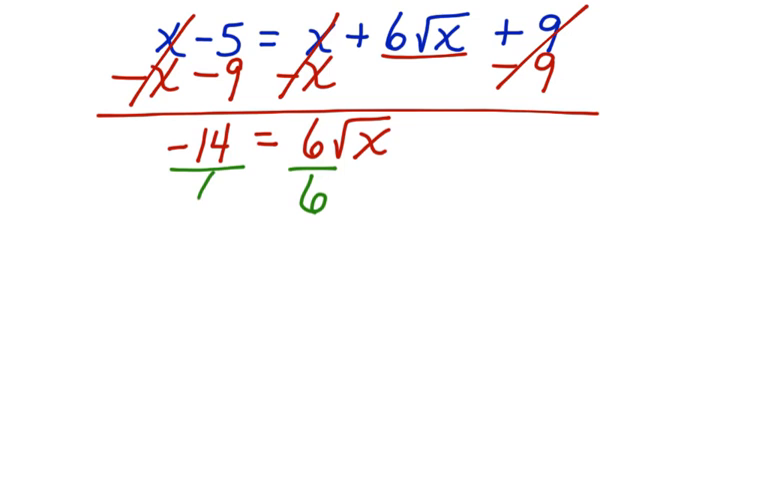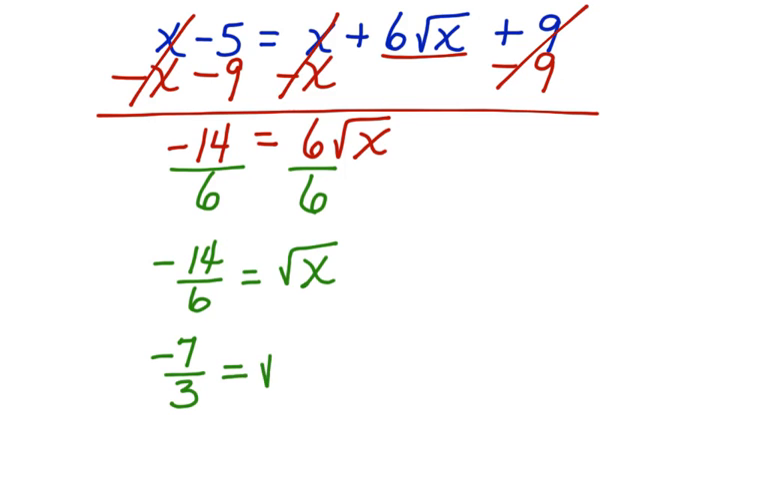Now remember, I want to get x alone, so I'm going to divide both sides of this equation by 6. Here I have negative 14 sixths equals the square root of x. Now I can simplify 14 sixths, and I can divide both the numerator and the denominator by 2. And when I do that, I'm left with negative 7 thirds equals the square root of x.